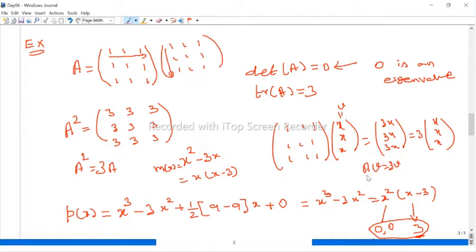Similarly, we can find an eigenvector corresponding to the eigenvalue 0.